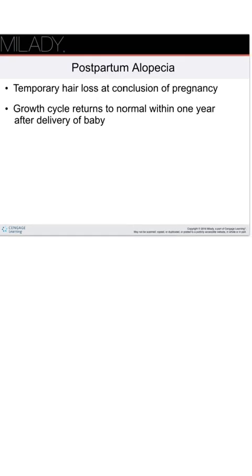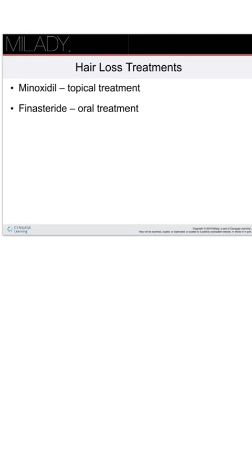Postpartum alopecia is the temporary hair loss at the conclusion of pregnancy. The growth cycle returns to normal within 1 year of the delivery of a baby. Some of the most common hair loss treatments that are on the market today are Minoxidil and Finasteride. Minoxidil is a topical treatment that is applied to the scalp in the areas of the hair loss. Finasteride is an oral treatment that is taken by mouth that can help generate growth of the hair and prevent the loss.